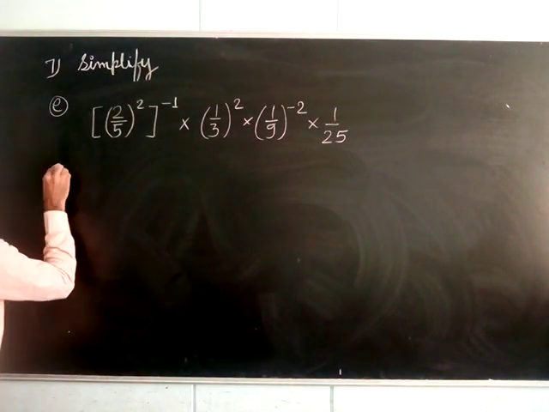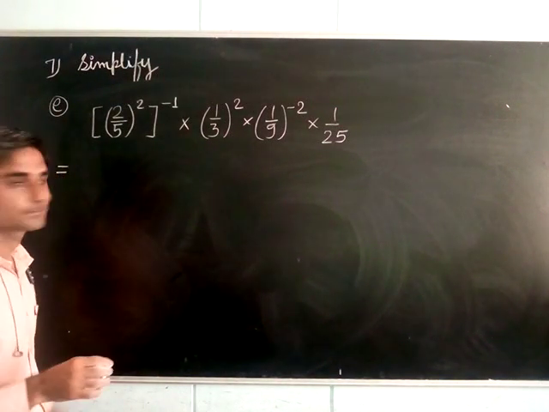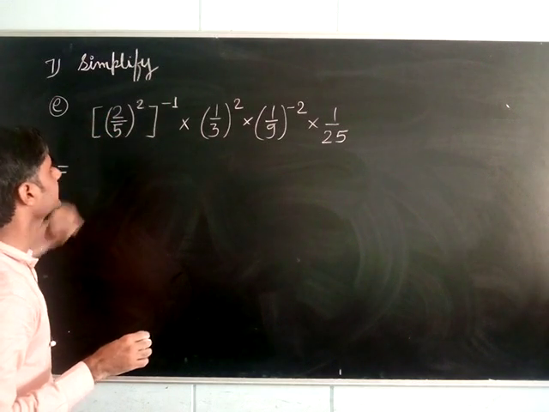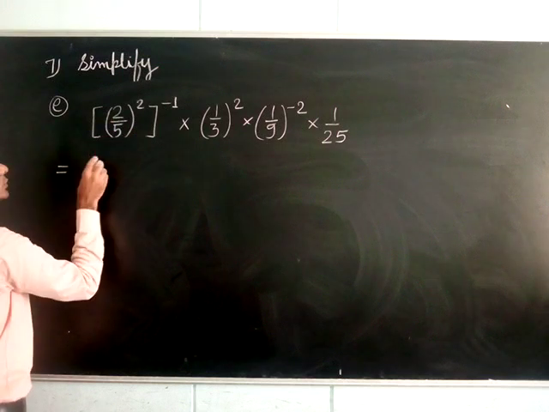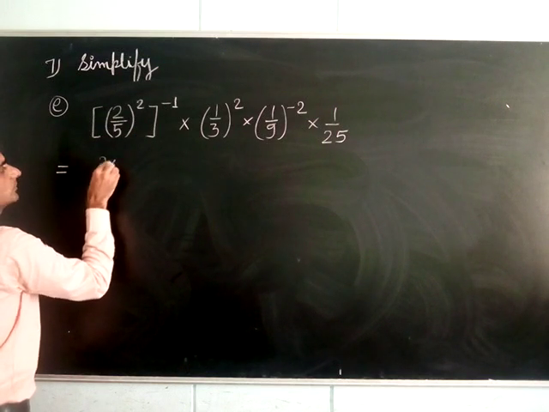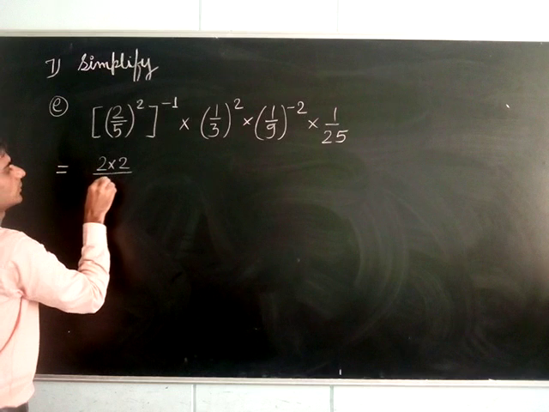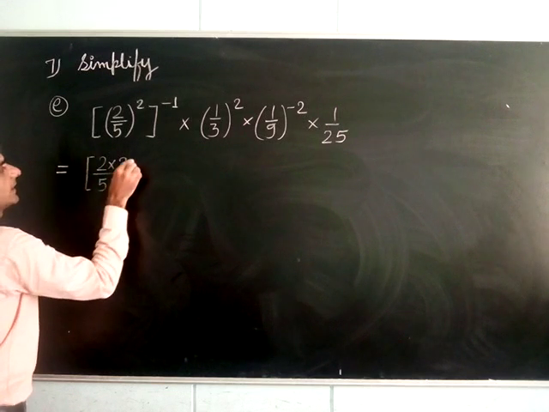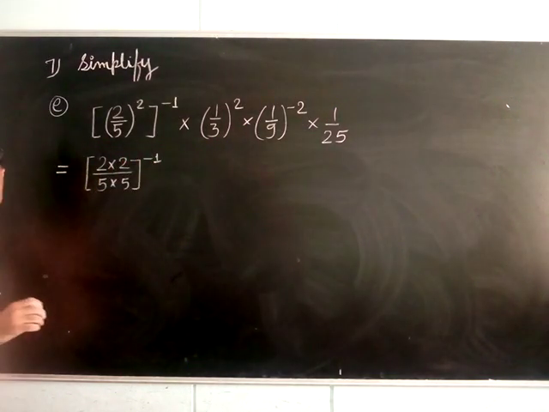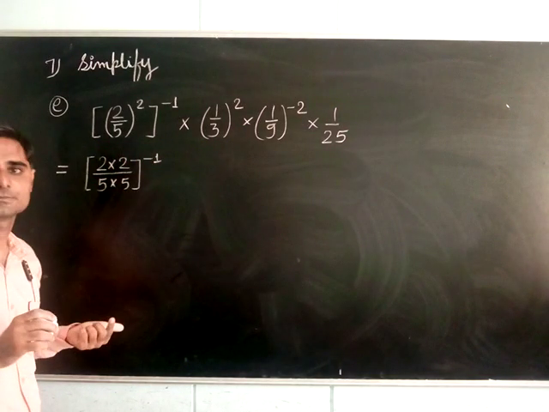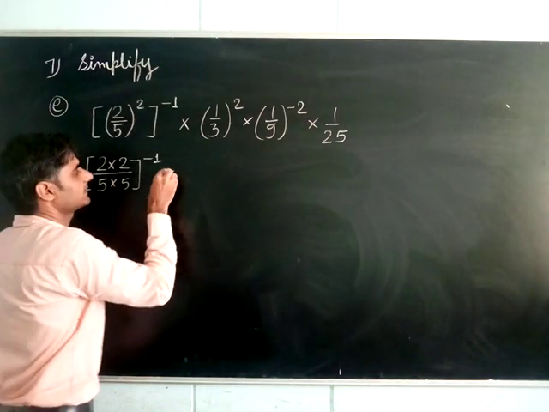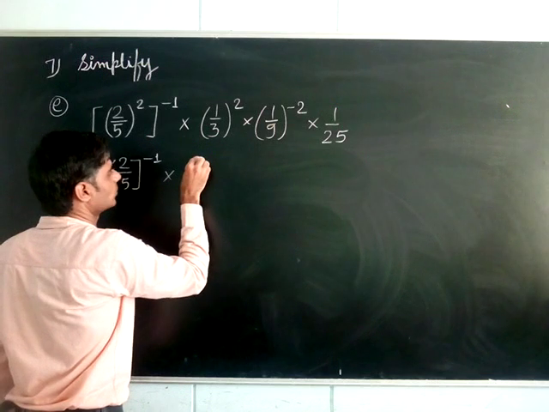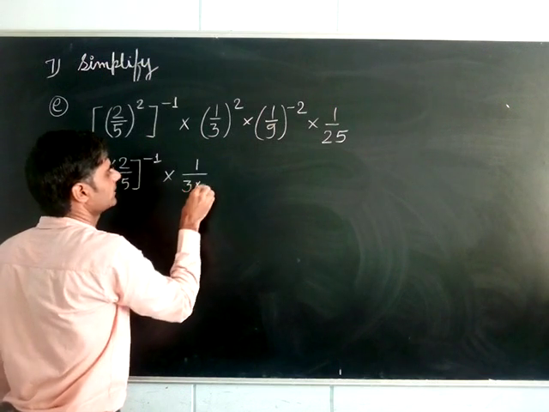How to solve? See everyone carefully. (2/5)^2, can we write here 2 times? So this will be equal to (2×2)/(5×5) to the power 4... and outside, one power is minus 1. We have to take the reciprocal. Multiply here (1/3)^2. So you can take here (1/3) multiplied by (1/3).